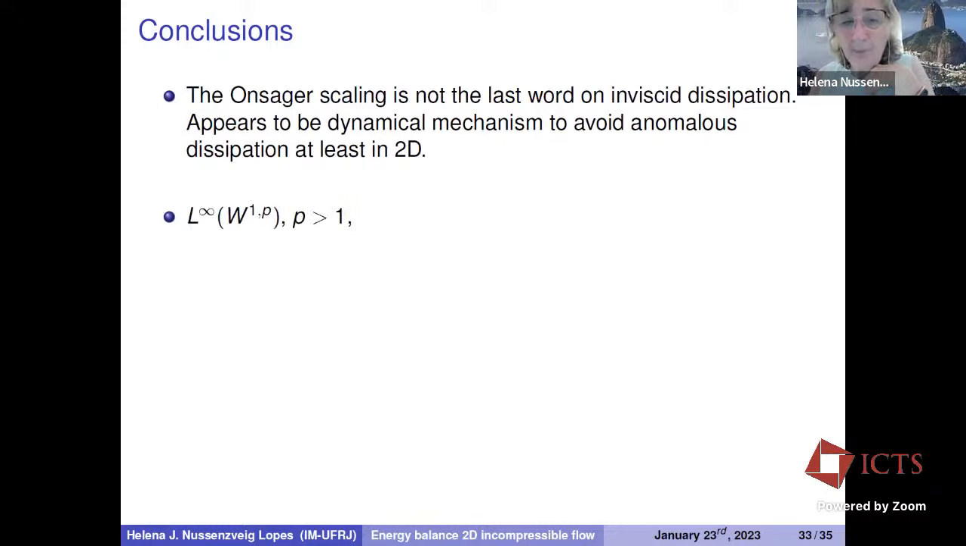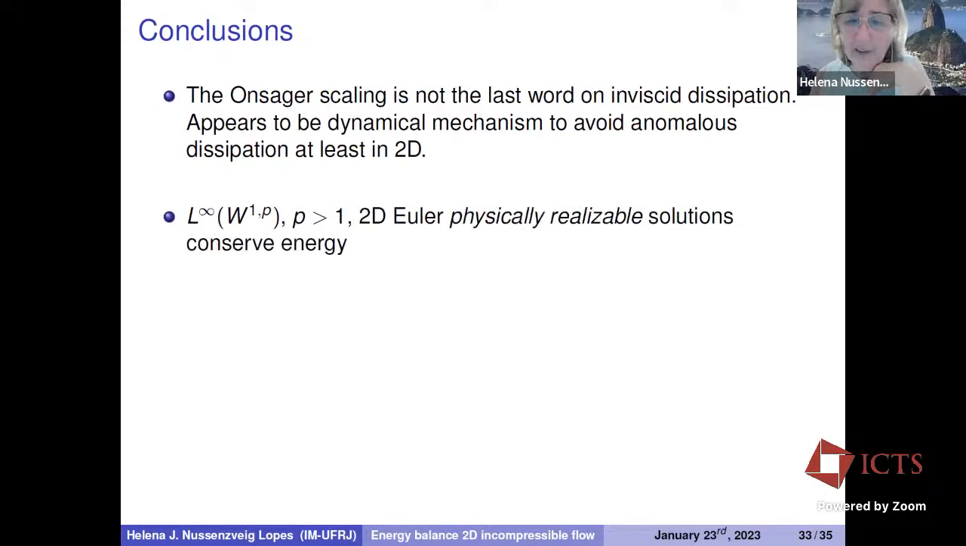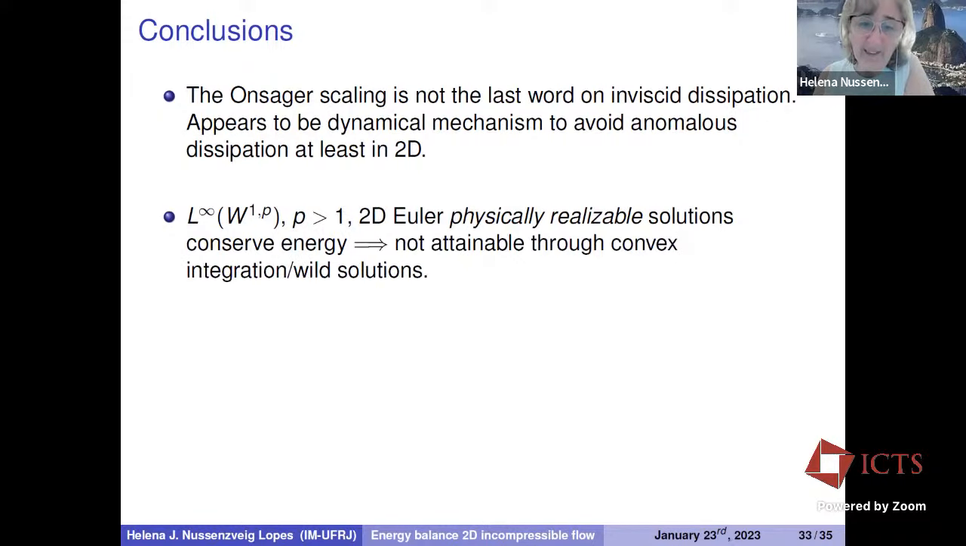L infinity W^{1,p}, p greater than 1, 2D Euler physically realizable weak solutions conserve energy. This is something that we proved. That's the 2016 paper with Roman and Alexei and Milton in the no forcing case. And this is just an observation that means that these are not attainable through convex integration wild solutions. And maybe this means that you have a selection criterion here.